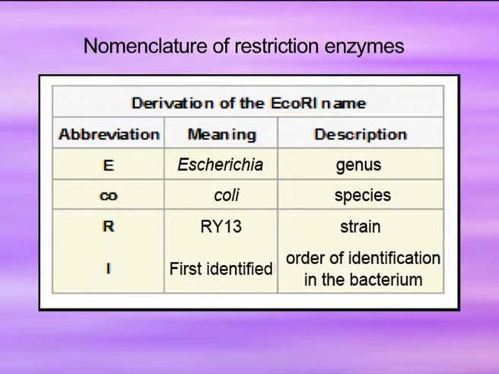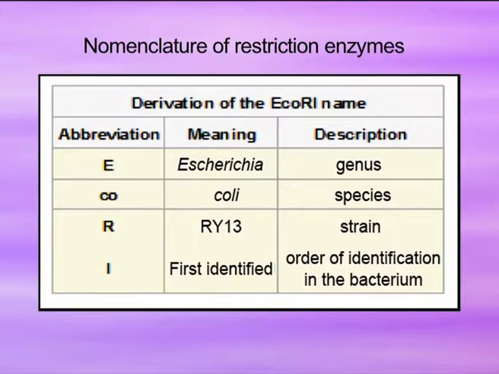As the name suggests, the first letter of EcoR1, the capital letter E, stands for the generic epithet, in this case Escherichia. The second two letters, C and O, are written in small letters and stand for the specific epithet, that is coli. So the restriction enzyme was first isolated from the bacterium Escherichia coli.